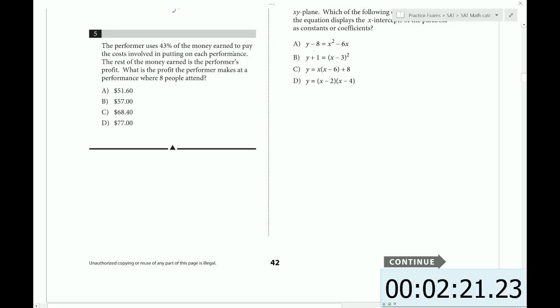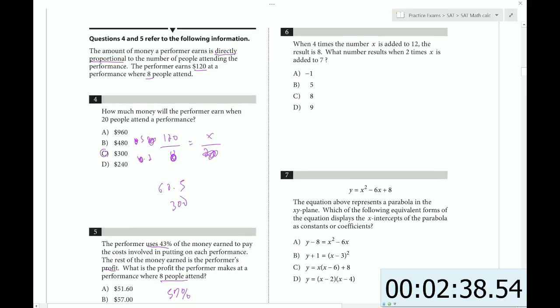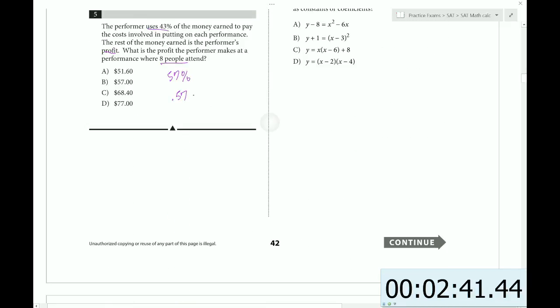The performer uses 43% of the money earned to pay costs. The rest of the money is the profit. What is the profit? Okay, so the rest of the money would be the 57%. So it's 0.57, and we have to times that by the 8-person attendance amount, which is $120. So 0.57 times 120. So it's a little more than half. So it'll probably be 68, right? So if I multiply that by 6, then it would be 72. So this is a little bit short of 6. So yeah, it would be choice C.